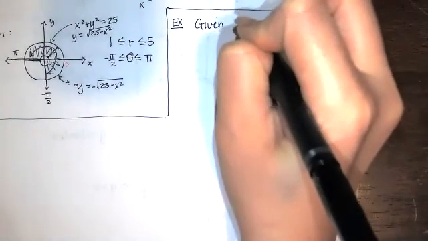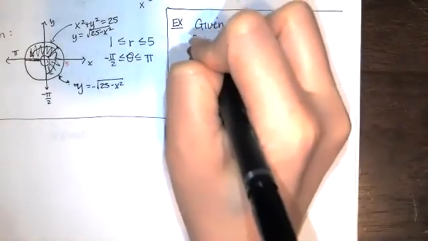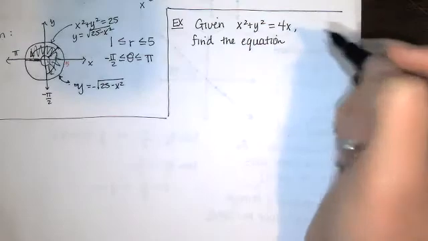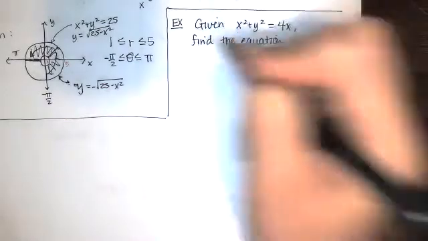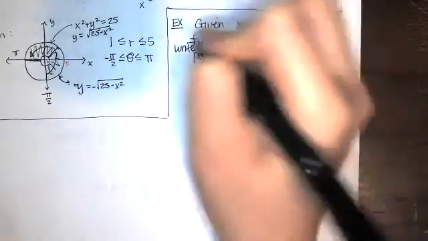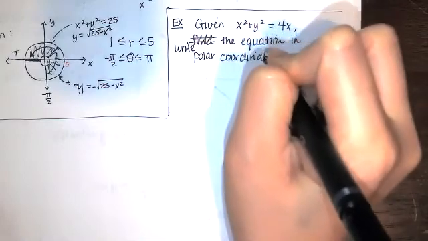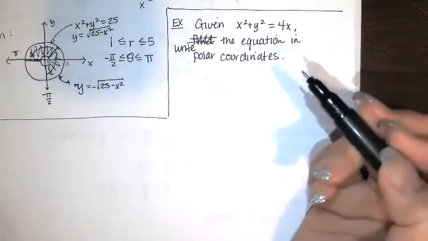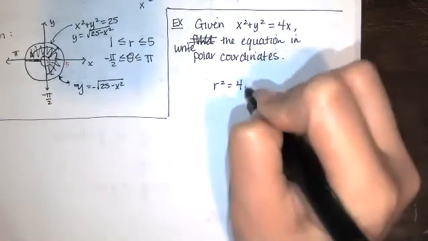So let's say you're given the rectangular equation x squared plus y squared equals 4 times x, and you're asked to find the corresponding equation in polar coordinates. Or I guess we would say, write the equation in polar coordinates. It's actually pretty easy. All you want to do is replace x squared plus y squared with r squared, and replace x with r cosine of theta.